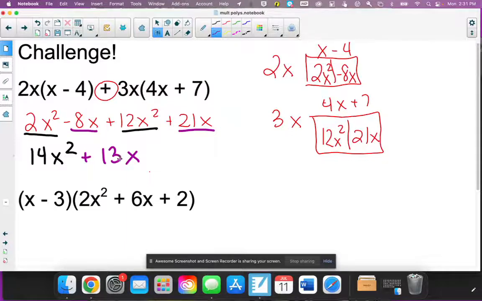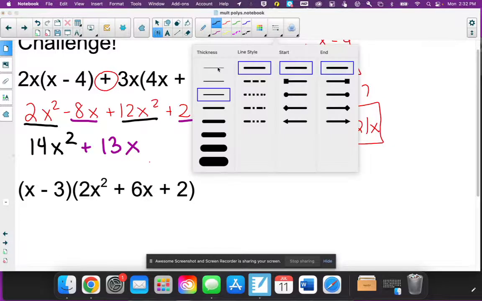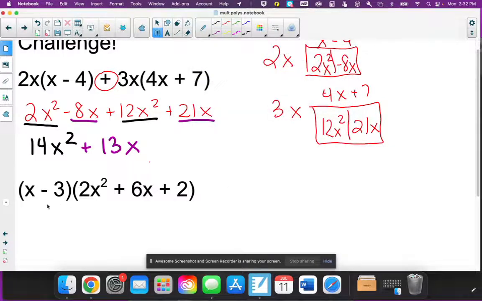Okay, so take a look at the next one. You have 2 pieces here for the length and 3 pieces here for the width. Okay, so your area model is going to look just a little bit different. All right, it's going to be a little bit bigger. So if I have 2 pieces for the length, that's x minus 3, and then 3 pieces for the width, 2x squared and positive 6x and positive 2.